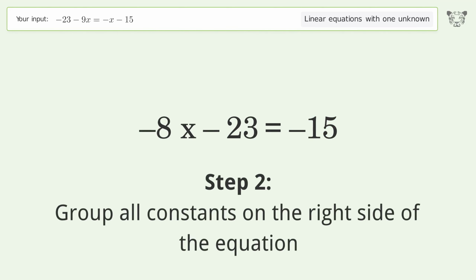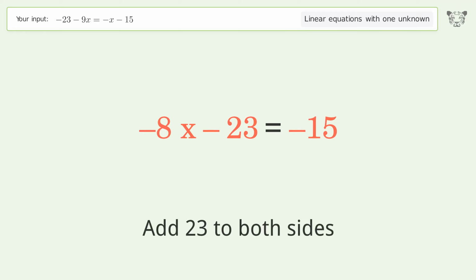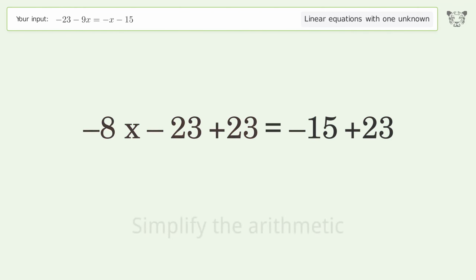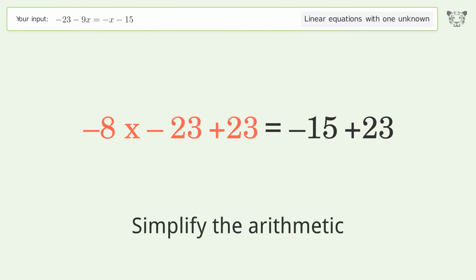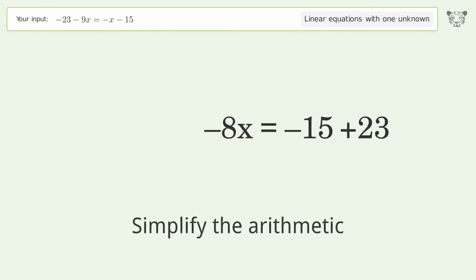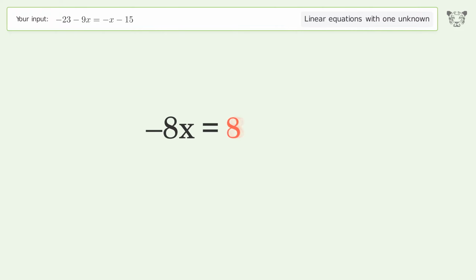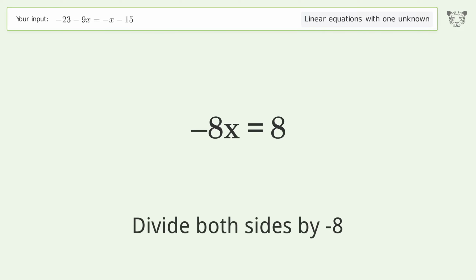Group all constants on the right side of the equation. Add 23 to both sides. Simplify the arithmetic. Isolate the x. Divide both sides by -8.